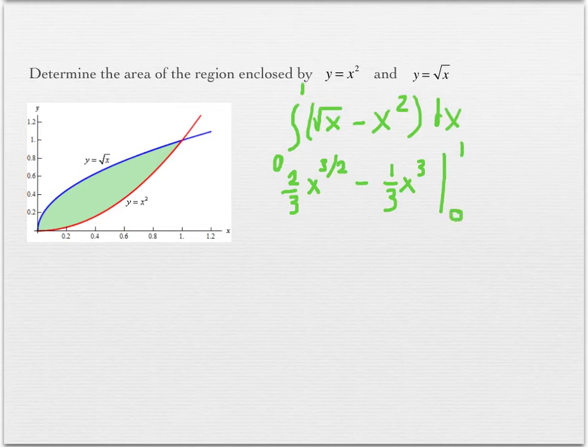Well, really the 0, I think we can see will just give us 0. So if I put 1 in place of x, 1 to the 3/2 power is just 1. 2/3 times 1 is 2/3. Same thing here, if I put 1 in place of x, I'll just get 1/3. So 2/3 minus 1/3 is actually 1/3. We could verify that on the calculator, but again, that's going to be the area of that particular region.